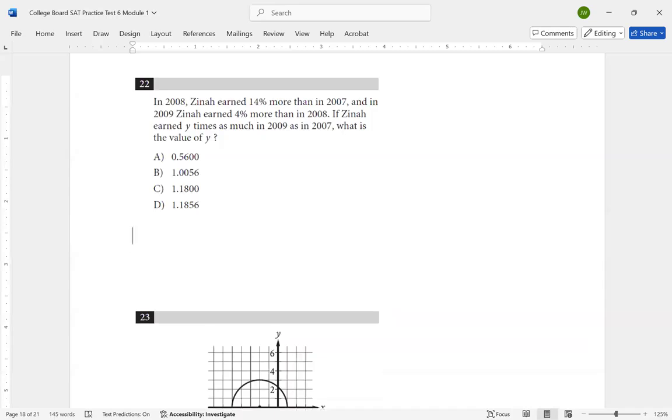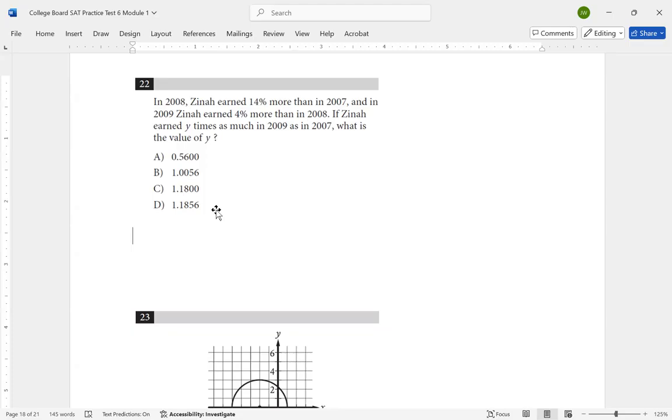Question 22. In 2008, Xena earned 14% more than in 2007. And in 2009, Xena earned 4% more than in 2008. If Xena earned Y times as much in 2009 as in 2007, what is the value of Y?